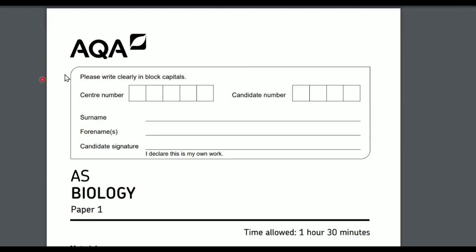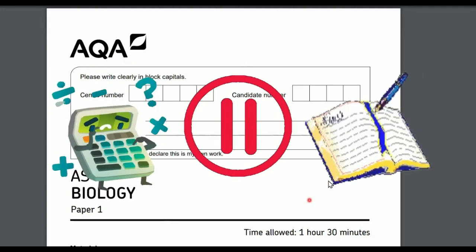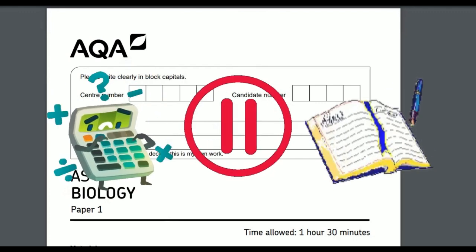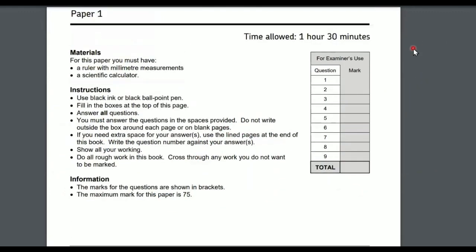Let's get into it. Don't forget, at the start of each question, pause the video, grab a calculator, a scrap bit of paper and a pen, have a go at the question, and then unpause and watch the walkthrough for that particular question.